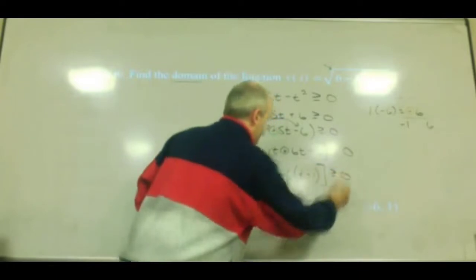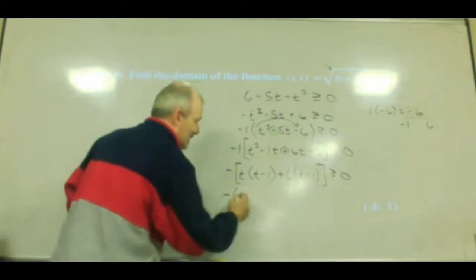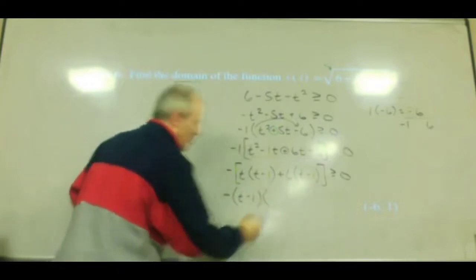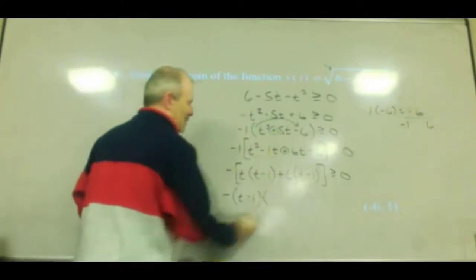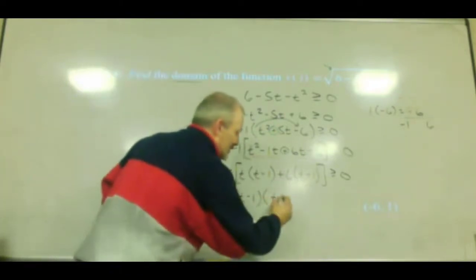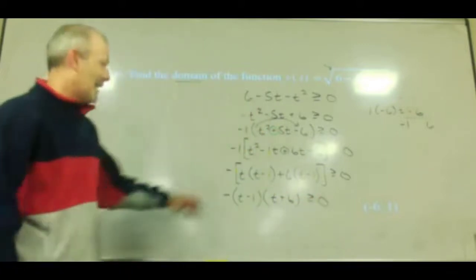Okay. Now that means they're the same. We can take out the t minus 1. And what else is left after we take out the t minus 1? t plus 6. Okay. So now we've got it set up with factors.